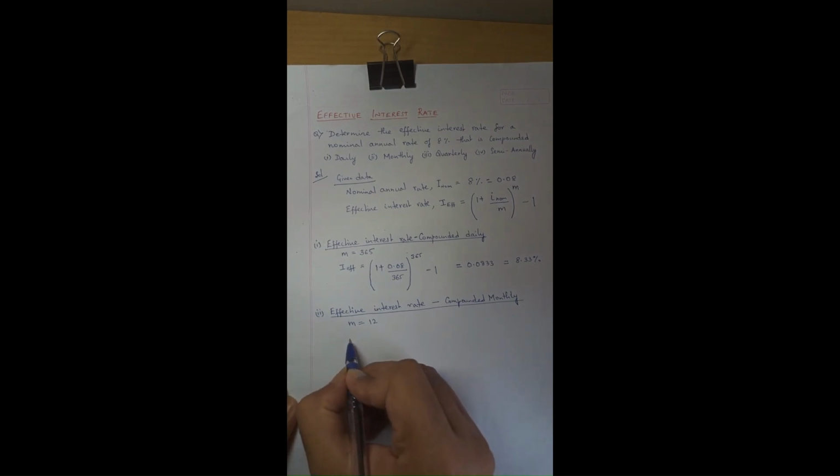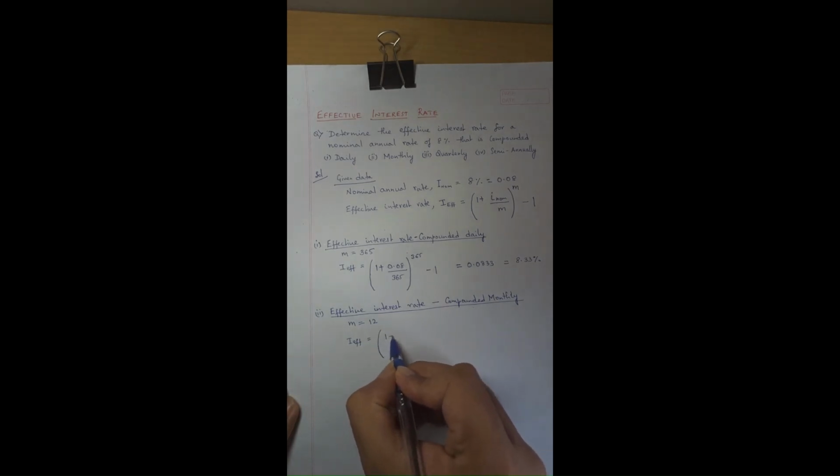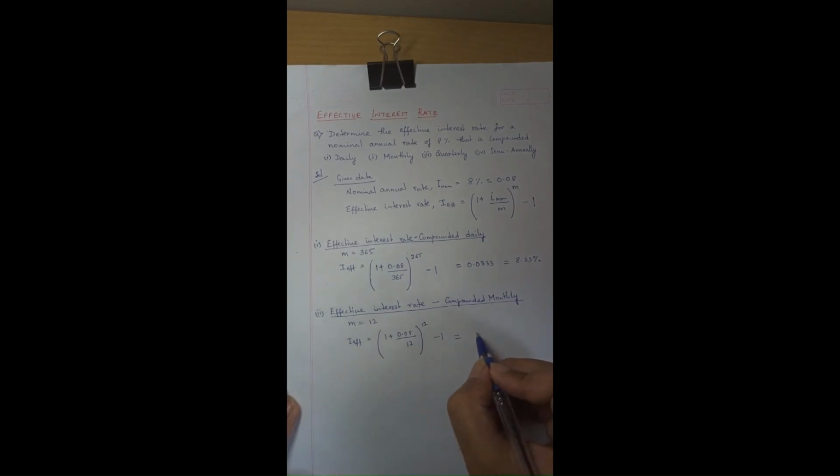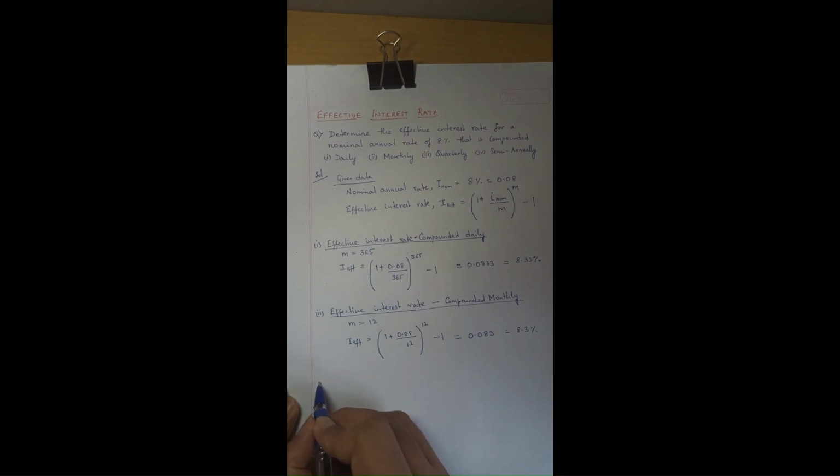Now we'll calculate the effective interest rate. IEFF is equal to (1 plus 0.08 divided by 12) to the power of 12, minus 1. If you solve this equation, you're going to get an effective interest rate of 0.083. This is in decimal. If I convert it into percentage, it will be 8.3%.